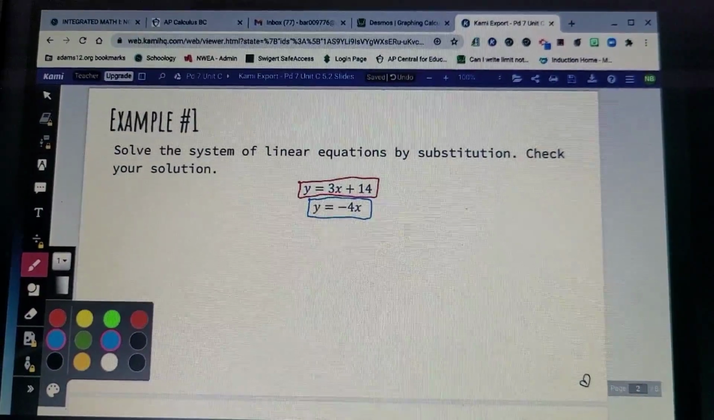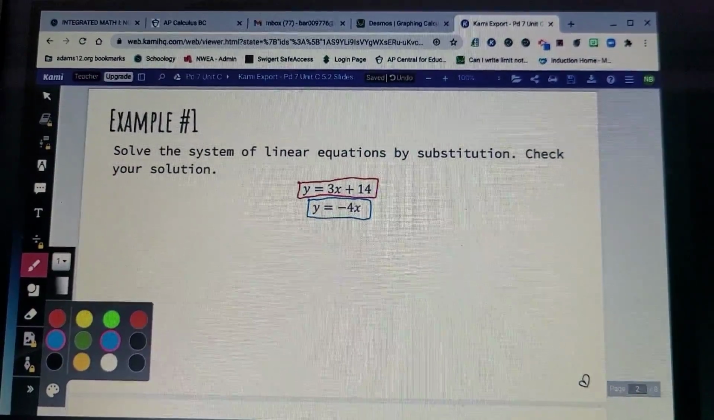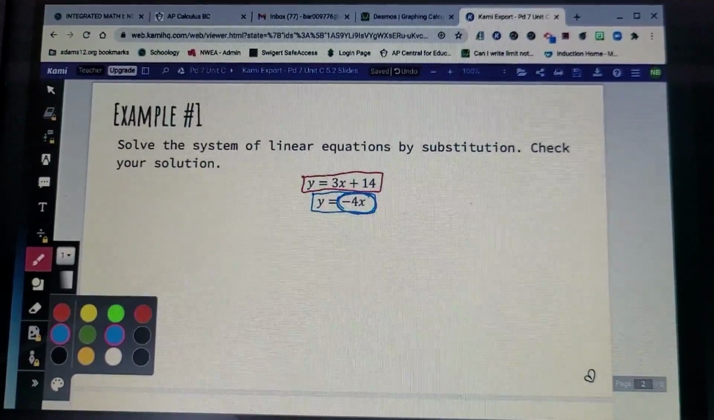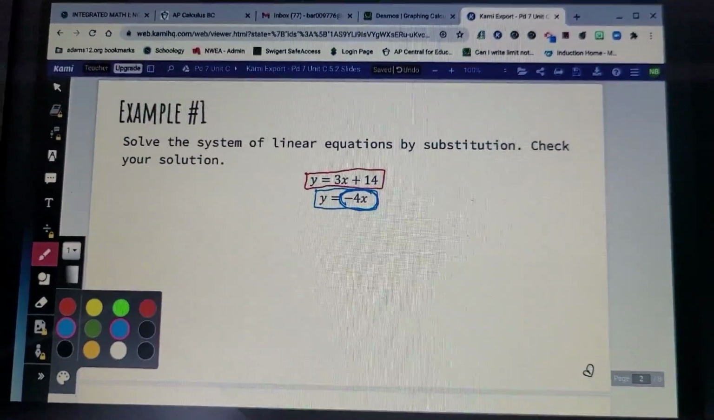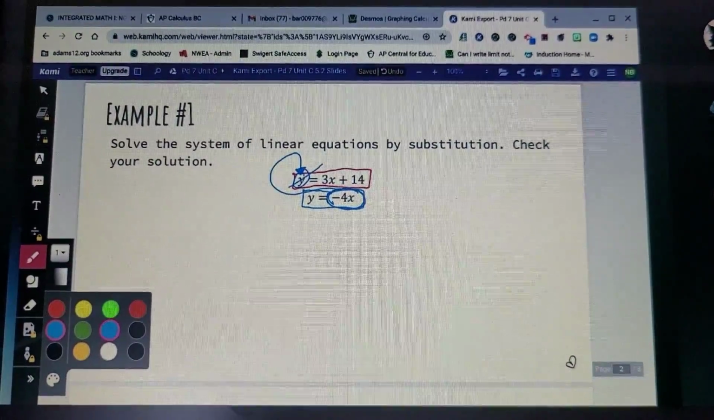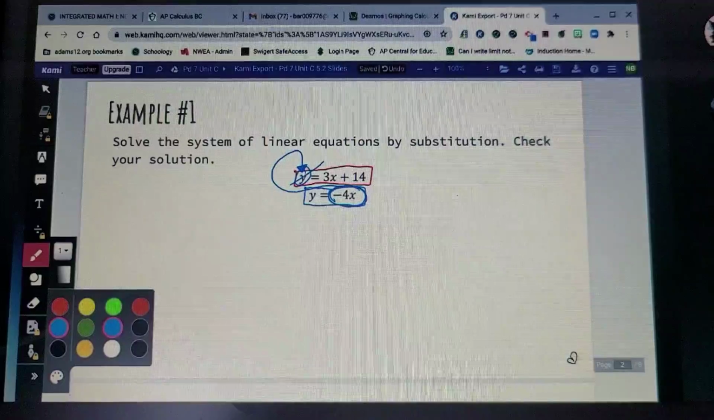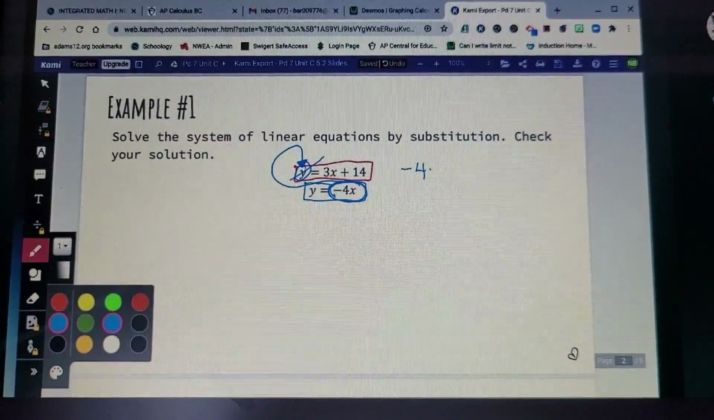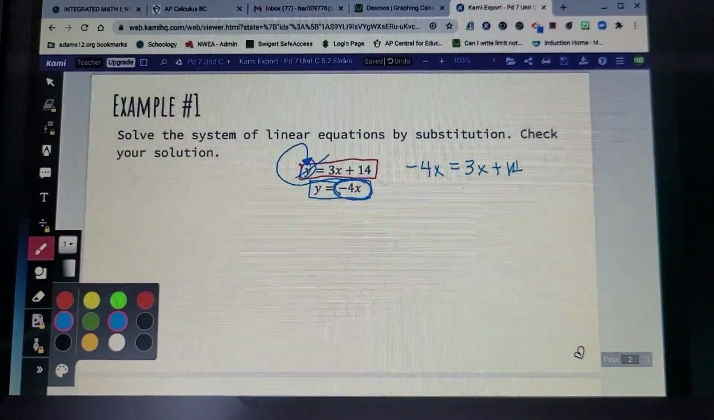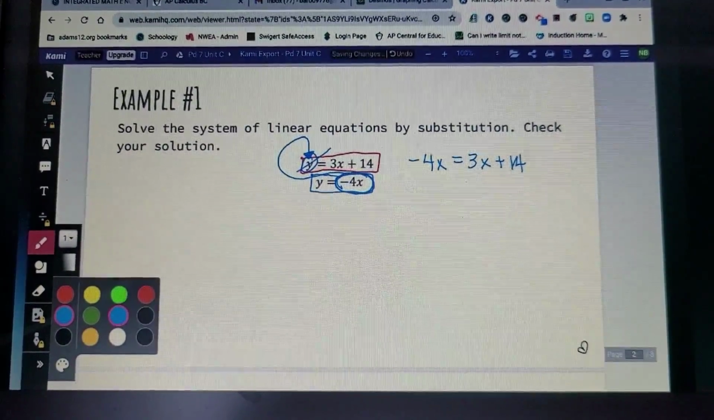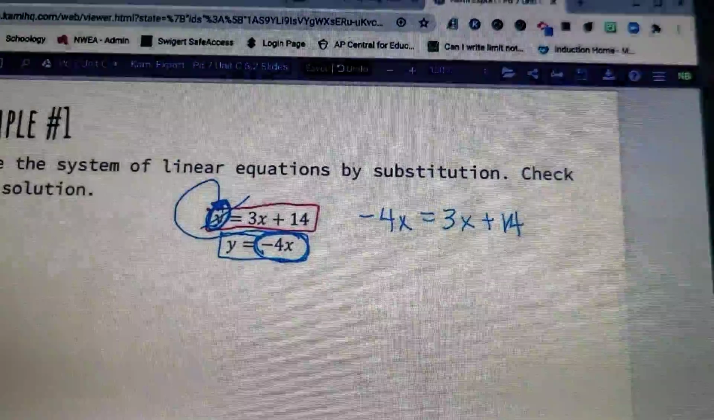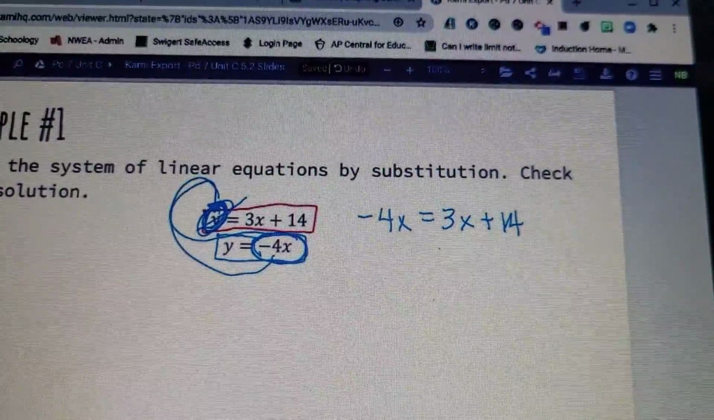You are going to take this blue equation, y equals negative 4x. You're going to take that negative 4x, and you are going to substitute it for, I can take this y and get rid of it and plug in a negative 4x. And here's what I get. Negative 4x equals 3x plus 14. So I literally substitute or replace this y right here with this negative 4x.